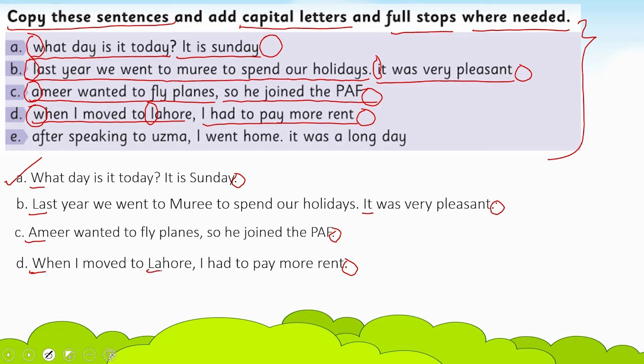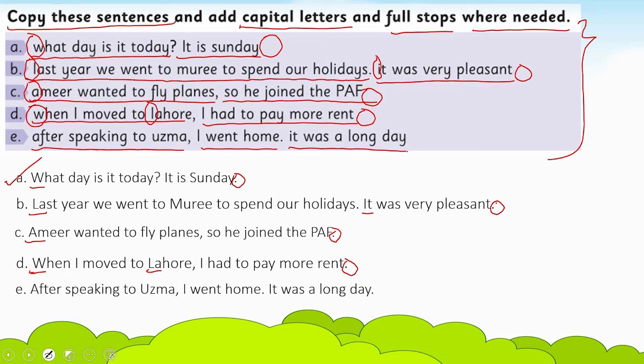noun. The next sentence is, "after speaking to Uzma, I went home. It was a long day." Here again, you are clearly seeing that the A of "after" is small here, which should be capitalized, and the U of Uzma should be capitalized because Uzma is a proper noun. Again, there is no full stop mentioned at the end of the sentence, and the full stop is mentioned here, and the I of "it" should be capital because it is a new sentence here.